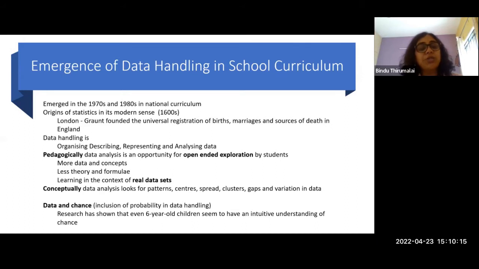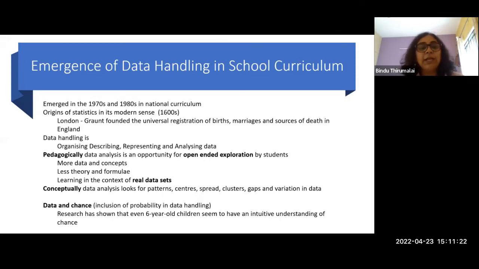In the sense, the origins of statistics itself in the modern sense can be traced back to the 1600s, where modern statistics started off through a national system of registration of births, marriages, and deaths in England. And that is what prompted the study of statistics, or the domain of statistics as we see it in the modern age, to emerge as a domain of knowledge. In fact, if you look into higher education, they do not consider statistics as a domain within mathematics. They talk about mathematics being a separate domain and statistics being a distinct domain of its own. However, in the school curriculum, we have data handling, statistics, and probability that come into the school curriculum at various levels.